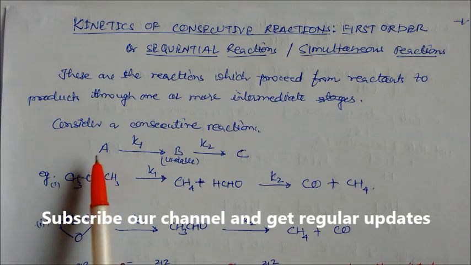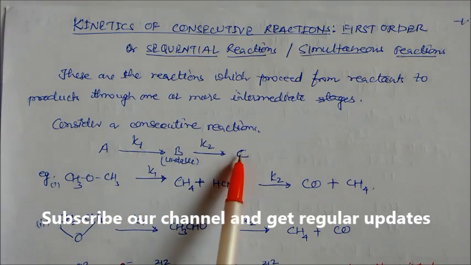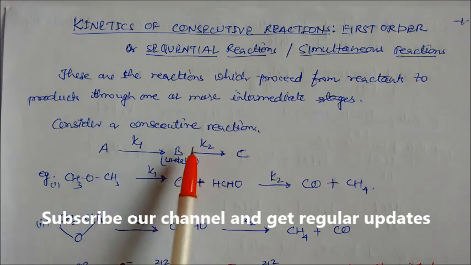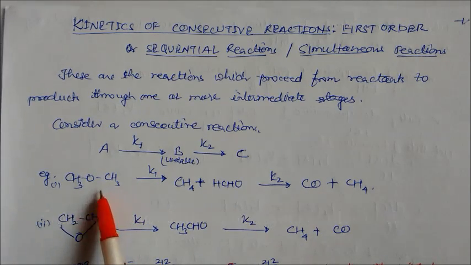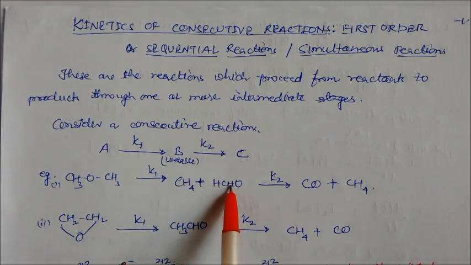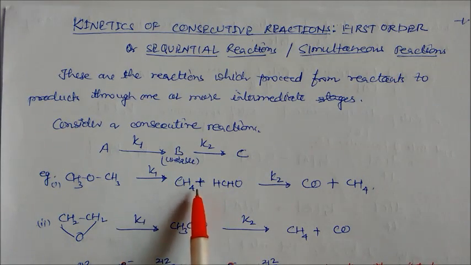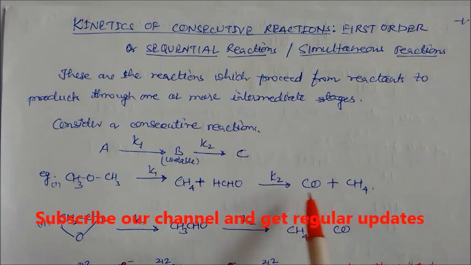This is one reaction: A is converting to B and C, and during the conversion of A to B, K1 and K2 are the rate constants. An example is dimethyl ether. Dimethyl ether is converting into methane plus formaldehyde, with rate constant K1. When this intermediate is converting to product, CO plus CH4, carbon monoxide and methane, again we get K2.